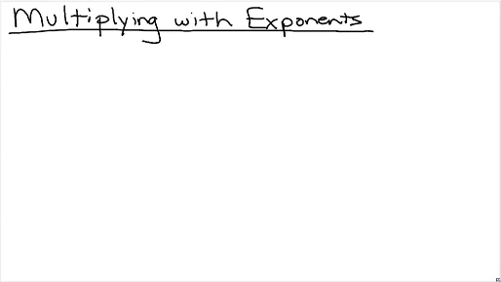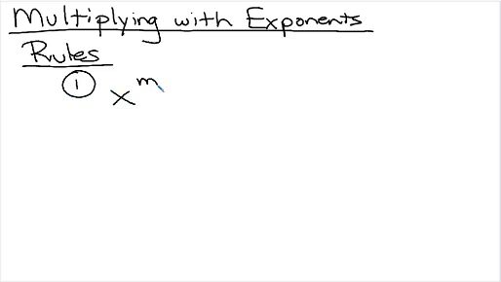Today we're going to learn how to multiply algebraic expressions with exponents. And we need to start by reviewing some rules for multiplying with exponents. Here's the first one. If I have x to a power, I'll call it m, times x to a power, I'll call that one n, I just add the exponents. That's x to the m plus n.